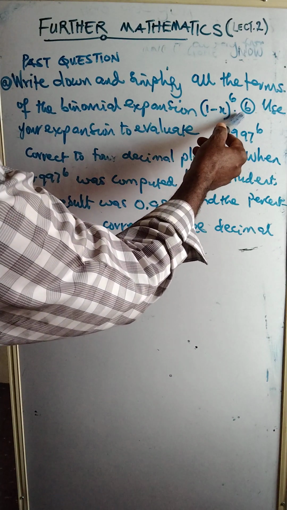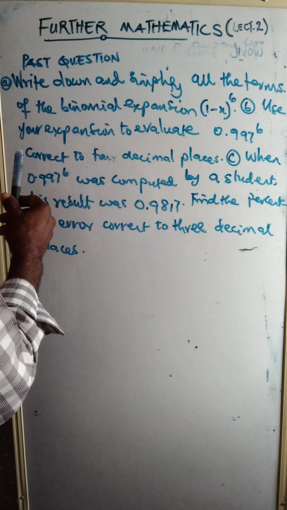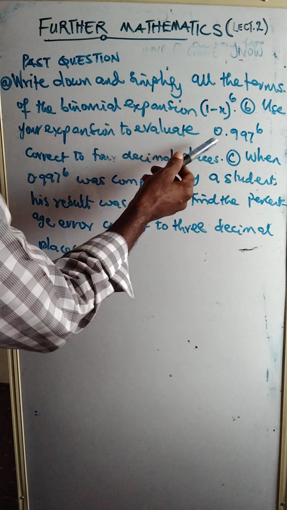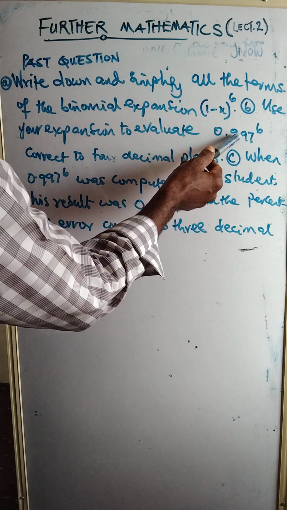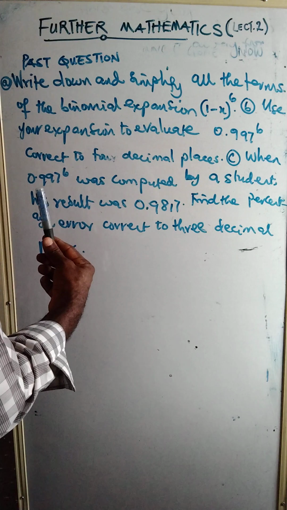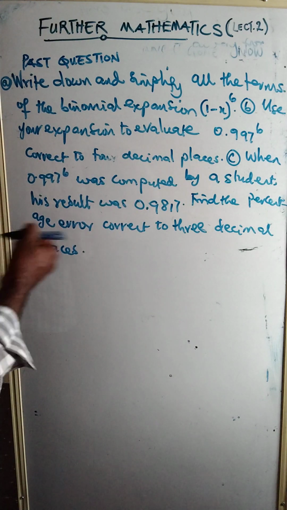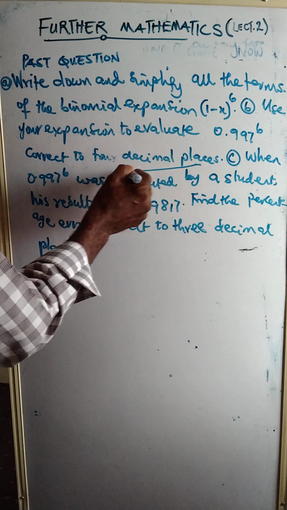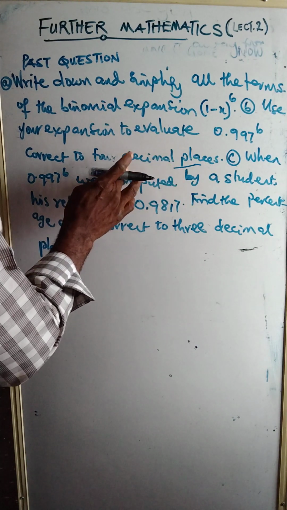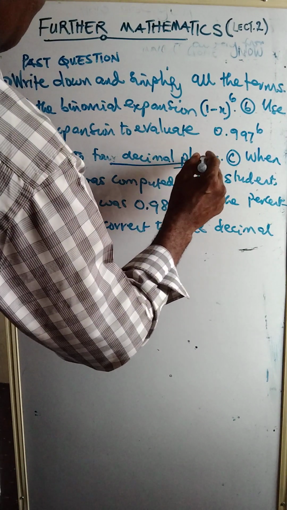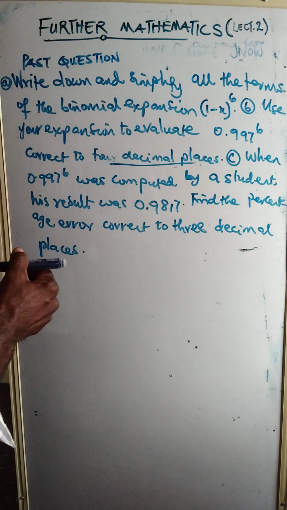All right. B part says: use your expansion to evaluate 0.997 raised to power 6, correct to 4 decimal places. This point is emphatic. We need to take note of this point. It's very important because it is instructional.